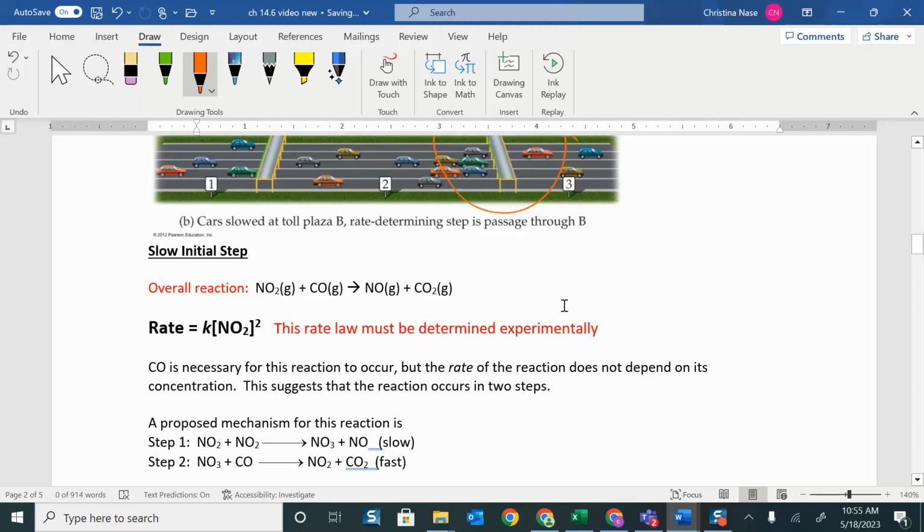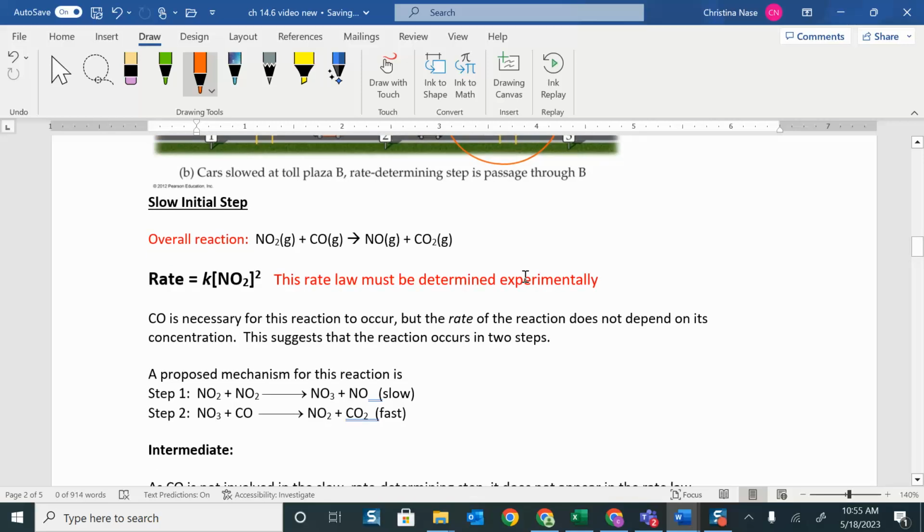Here's an overall reaction, and they give you the two reactants, you got two products. But then when you do the experiment, you find that this is the rate law. So remember how we found this rate law? We're going to take these two reactants, we're going to change their concentrations, measure the rate, then change the concentrations, measure the rate, take a ratio of those rate laws, solve for m and n, right? So we found that basically it's zeroth order with respect to CO and second order with respect to NO2.